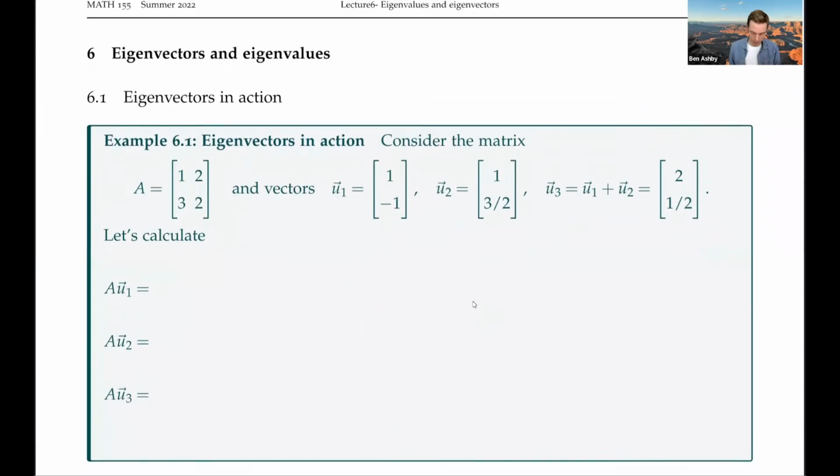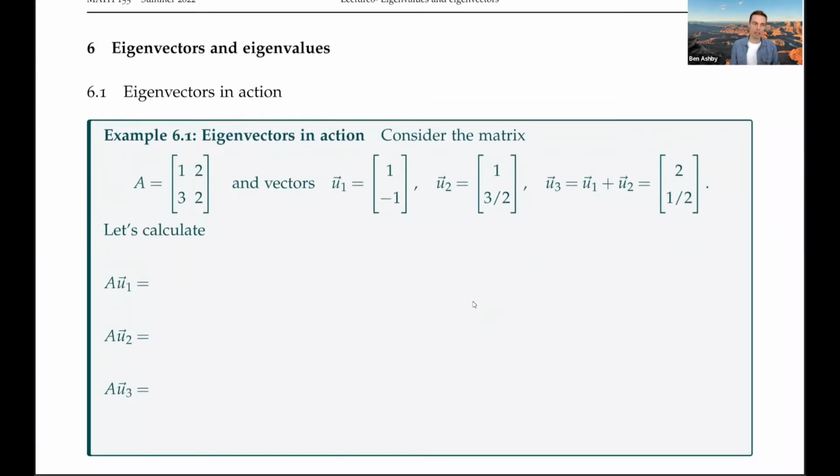Okay, so let's start off by considering this example. We've got a matrix A, [1, 2; 3, 2], and then we've got these different vectors, U1, U2, and U3. Let's do some calculations. What's A times U1? This is [1, 2; 3, 2] times U1, which is (1, -1). If we calculate that, we end up with (-1, 1), which looks similar to what we had before, but this is actually minus U1. So this tells us that A times U1 gives us minus U1.